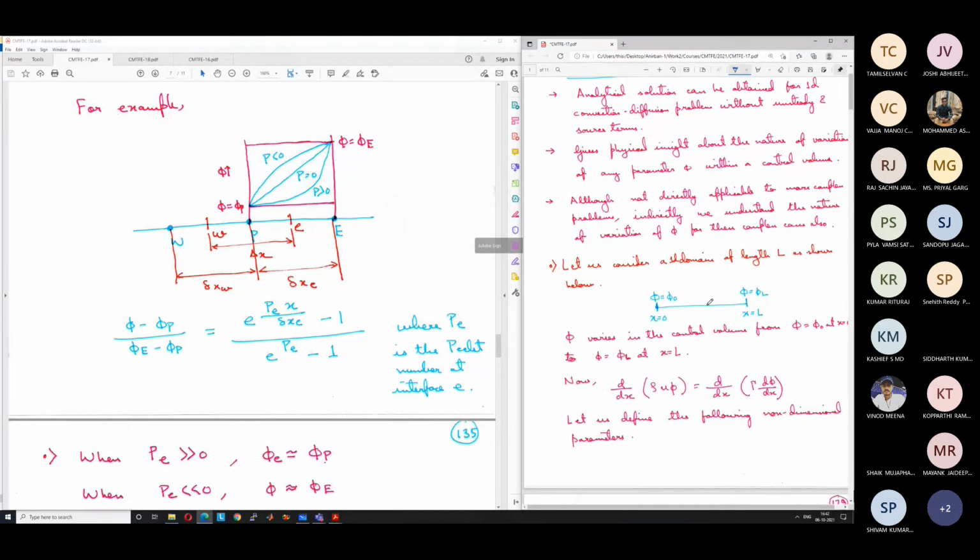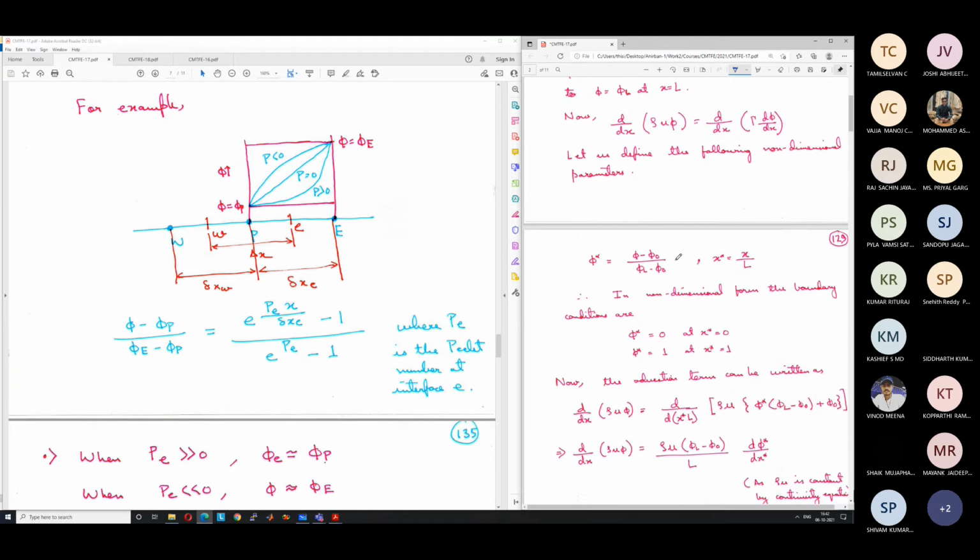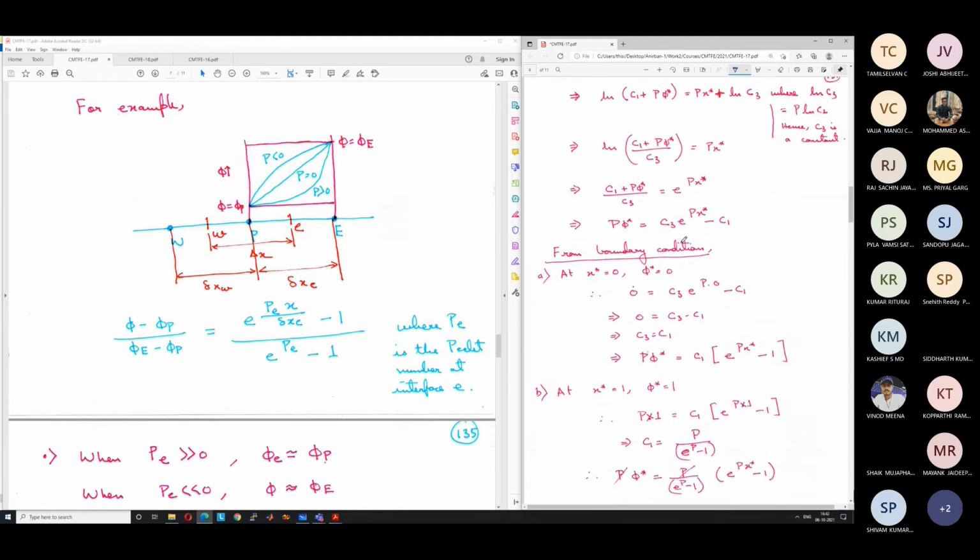So this problem that we have assumed, we are now fitting between two grid points. We had assumed that at x equal to 0, phi is equal to phi 0. Now at x equal to 0, we will assume phi is equal to phi P. We had assumed that at x equal to L, phi is equal to phi L. Now we will assume that at x equal to delta xc, phi is equal to phi E, because these are the values that are known to us. Based on this, if we solve, we will get the same solution.